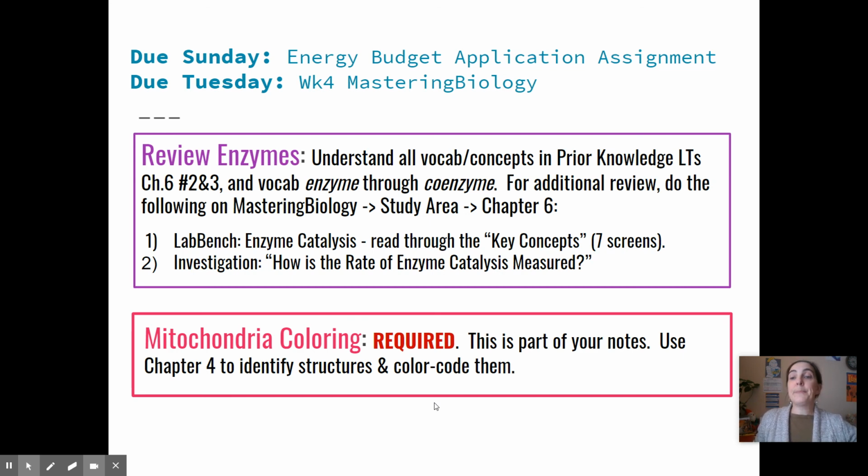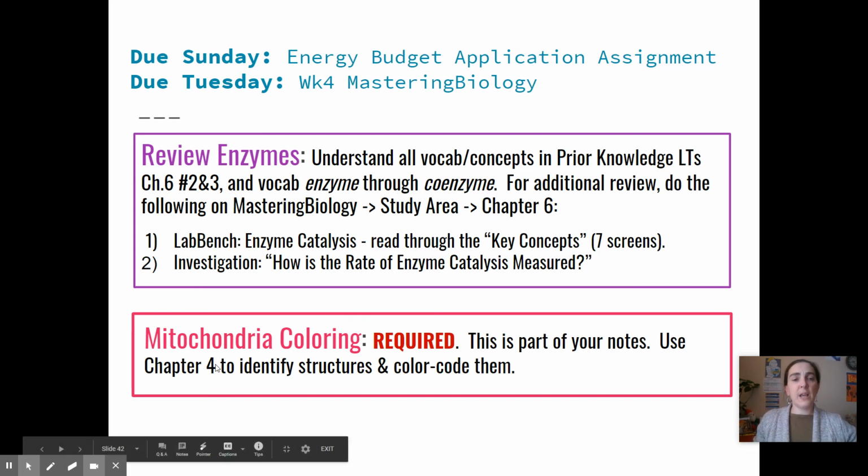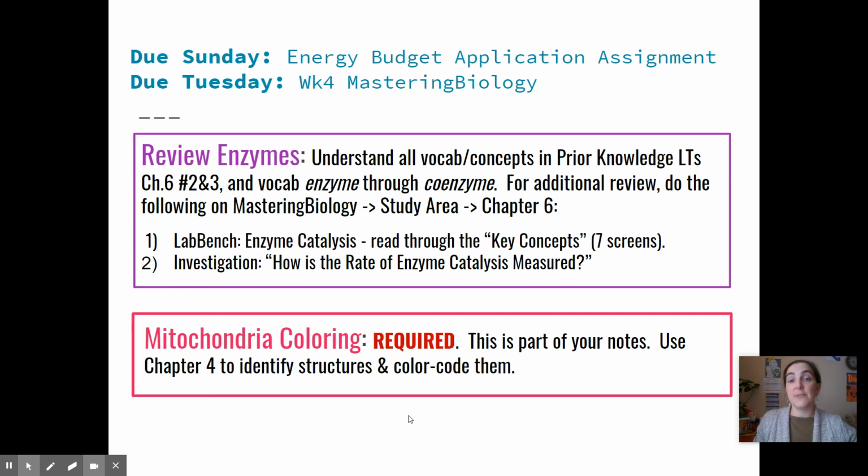We are starting chapter 4, which is the one about structures in a cell. So that's the one that'll help you most to identify those specific structures. Some of the words do kind of overlap and mean similar things. So you decide the best way to indicate where they are on your diagram. This is not something I'm collecting. It's part of your notes. But like I said, it's going to be important as we start talking about specifically how cellular respiration happens and where in the mitochondria that happens.